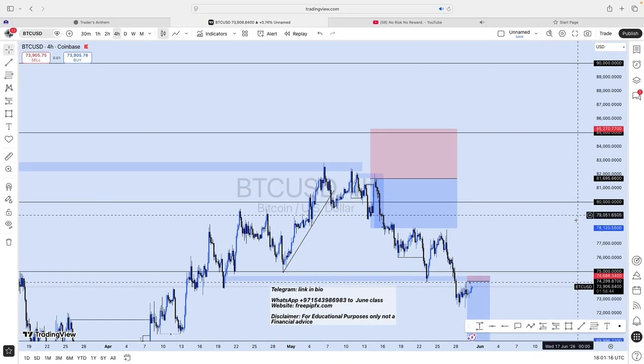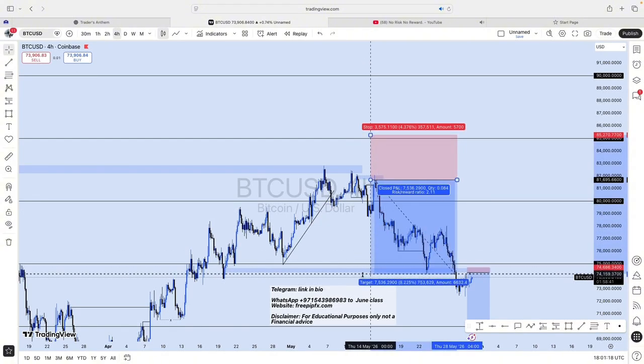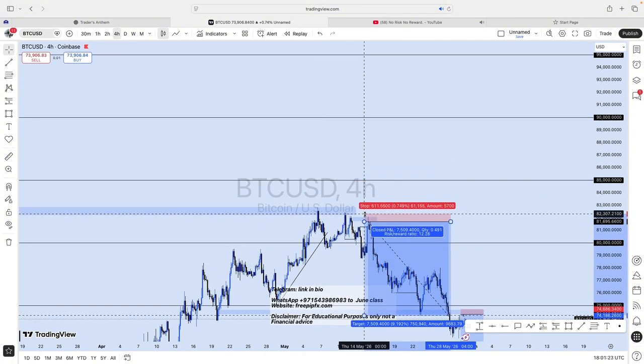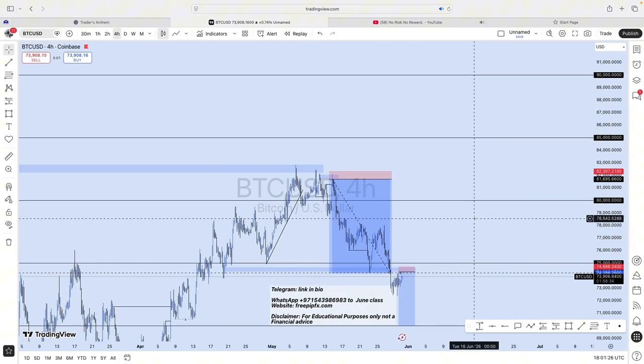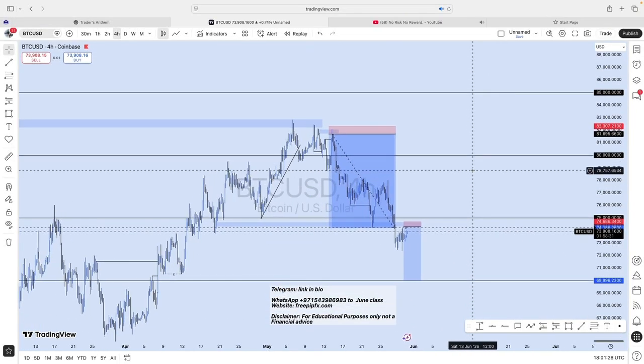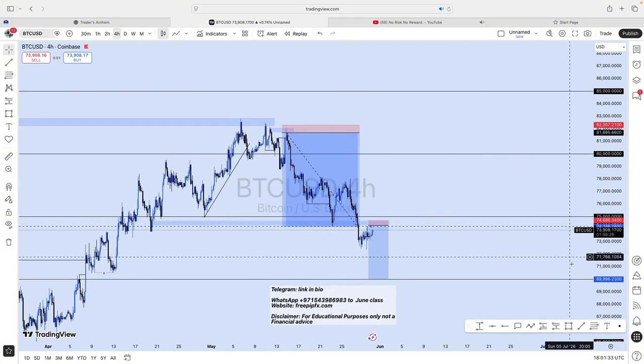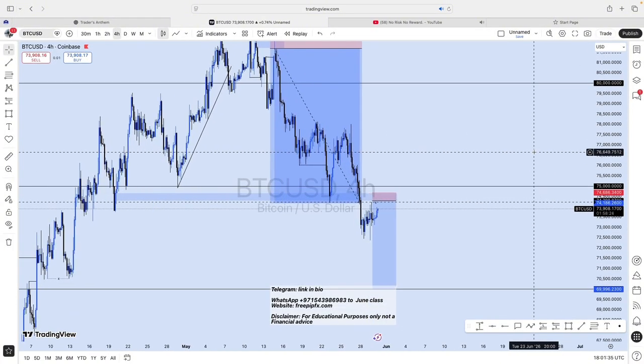Now where is my full directional bias on BTCUSD? I'm looking for more sales on BTCUSD because at the daily time frame the direction is now bearish, so I would expect price to keep dropping to the downside.